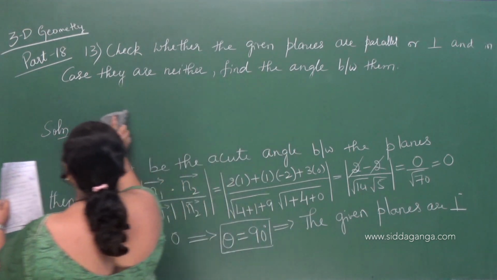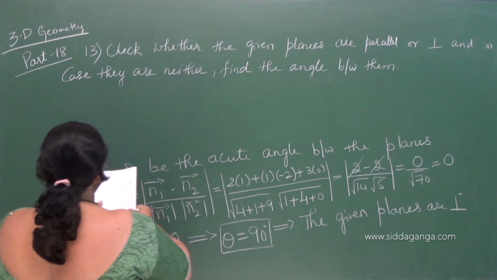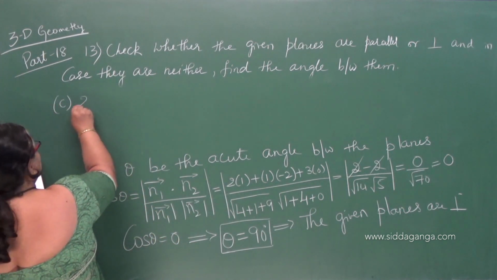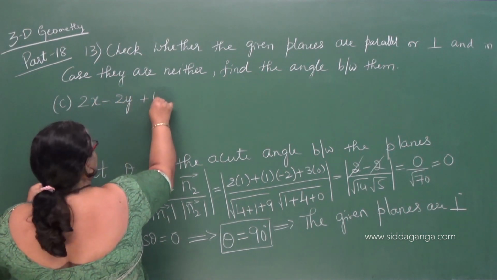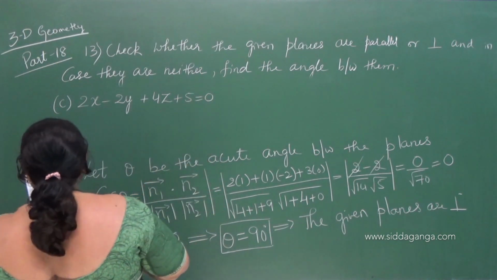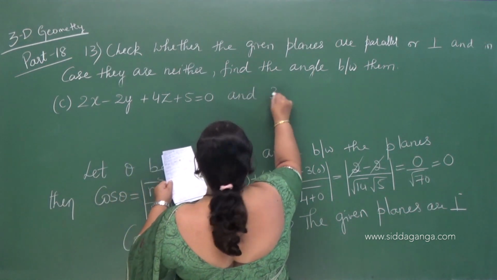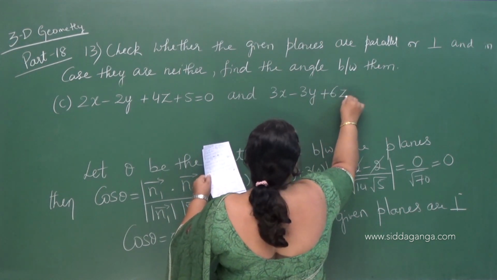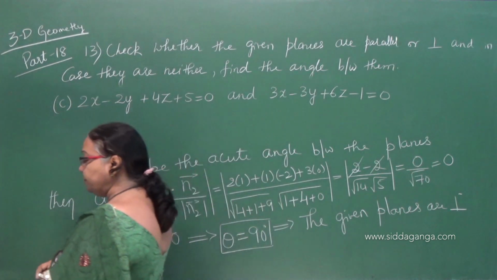I hope you all solved this 13th main questions, sub questions, that is C, third question: 2x minus 2y plus 4z plus 5 equal to 0. That is the first plane. And the second plane is 3x minus 3y plus 6z minus 1 equal to 0.